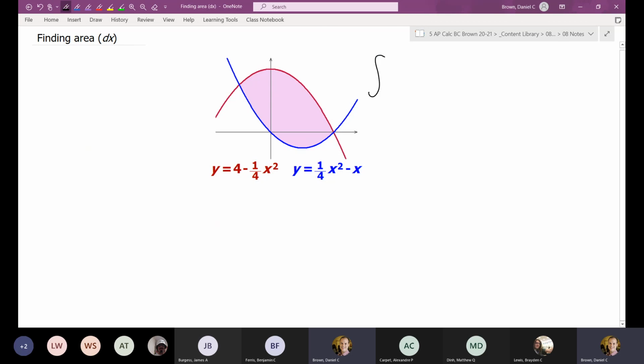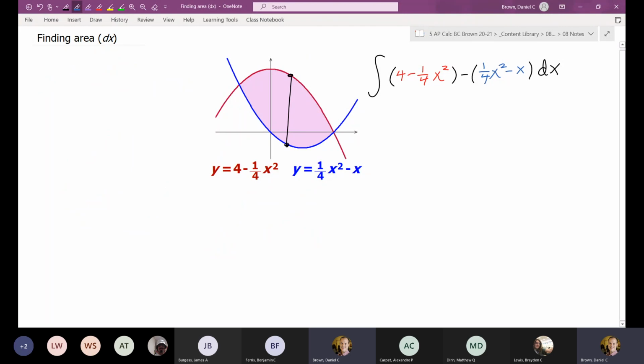So this is going to be the integral, and I'm doing it with respect to dx. I'll have the top function minus the bottom function. Some students like drawing a little vertical bar just to make it very clear which one's at the top of the vertical bar and which is at the bottom. So if I'm looking at this one, the top function is this 4 minus 1/4 of x squared. And the bottom function is this 1/4 of x squared minus x.